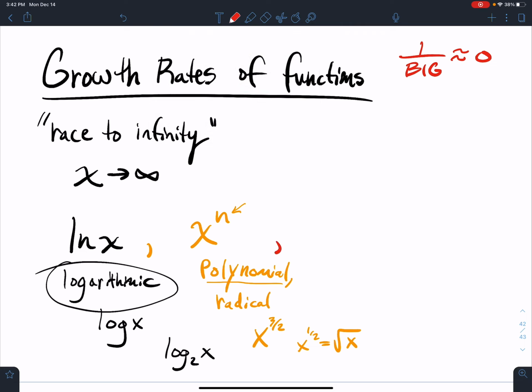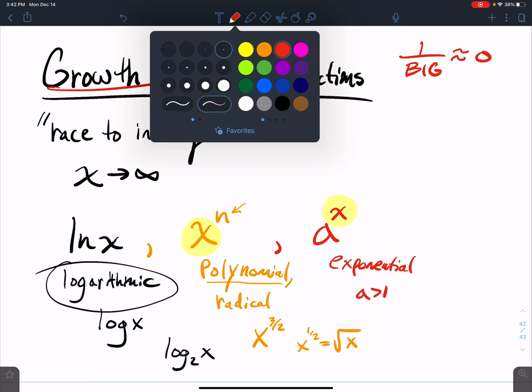Then next up, we would have exponential. So like a to the x. So instead of the variable being the base, now the variable is in the exponent. So this is the exponential. Now, exponential is a growth function only if a is greater than 1. Okay, if it's less than 1, it's a decay function.